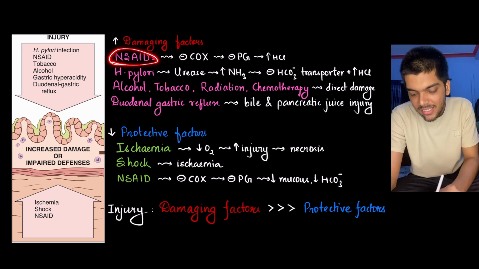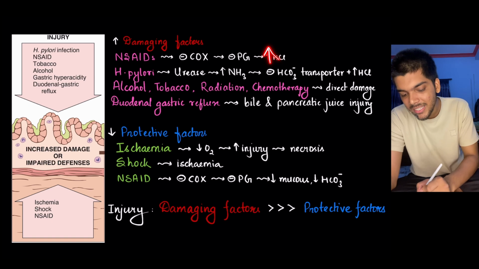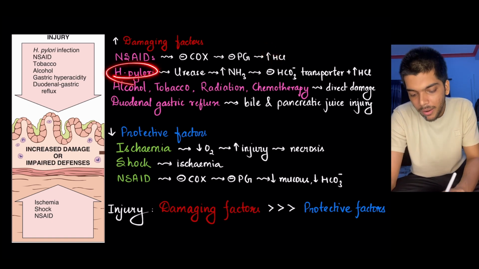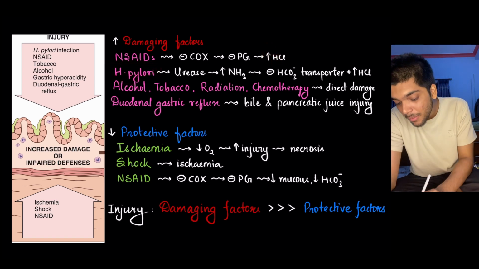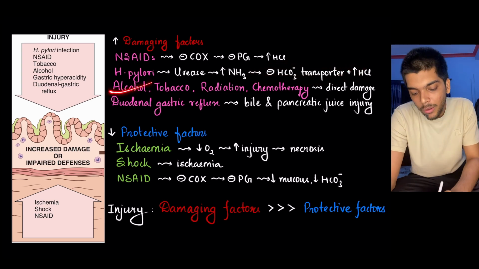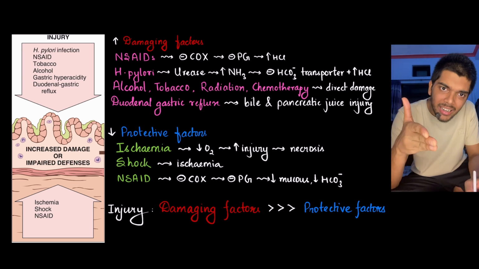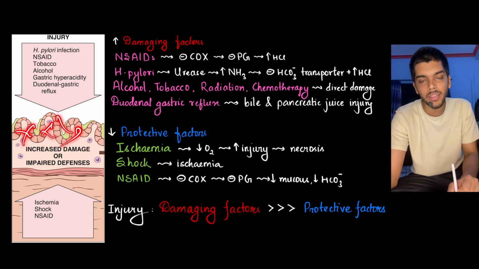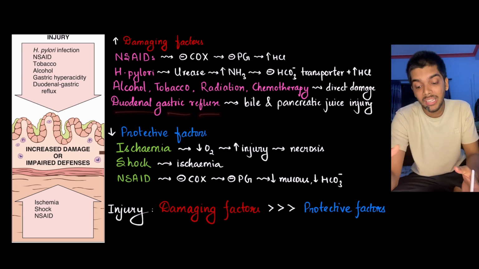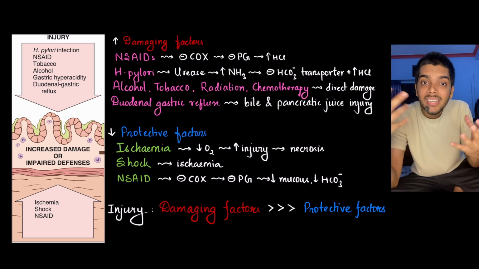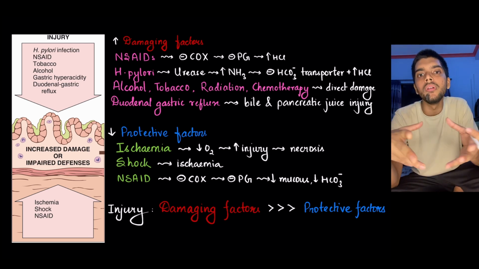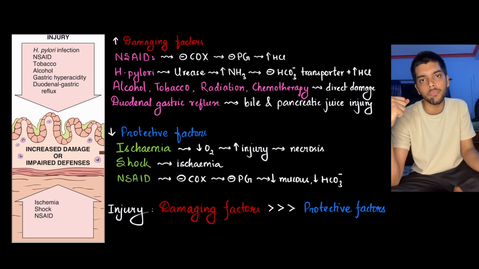So NSAIDs increased damaging factor by increasing HCl. Helicobacter pylori increased damaging factor by inhibiting the bicarbonate transporter and increasing HCl. Alcohol, tobacco, radiation, chemotherapy increased damaging factor by directly damaging the epithelial lining. Duodenal gastric reflux increased damaging factor by increasing alkaline fluid, putting stress on the wall of the stomach.